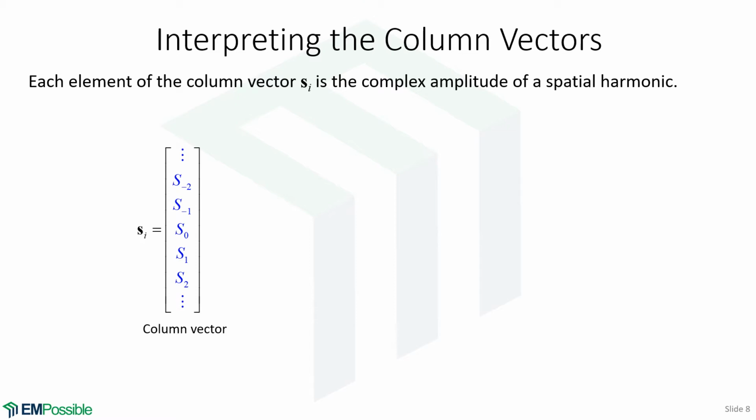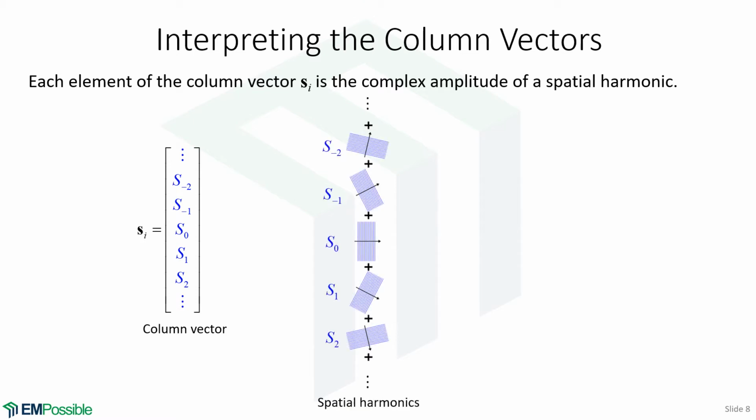A little bit more about these column vectors. Let's look at one of the column vectors. What do those numbers mean? Well, remember, we're talking about a plane wave expansion, so it's a bunch of waves at different angles. The zero order term is the complex amplitude of our zero order plane wave. Then our plus and minus 1 are the complex amplitudes of the next order plane waves, also called spatial harmonics. S plus and minus 2 are the complex amplitudes of these, and so on.